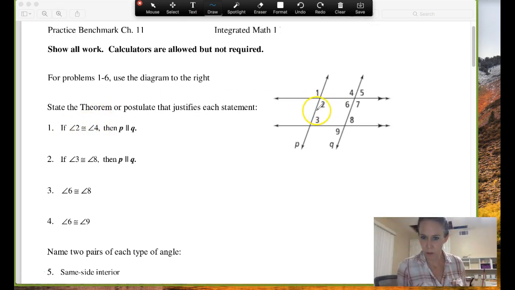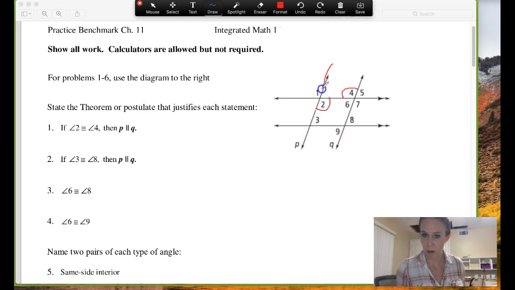If angle 2, I'm going to mark this. I need to use something else besides white. If angle 2 is congruent to angle 4, then P is parallel to Q. So it helps to mark when you have two parallel lines going this way, and then these lines are not marked parallel. These lines are marked parallel. That little triangle means parallel. But if I can prove something, then I can say P is parallel to Q.